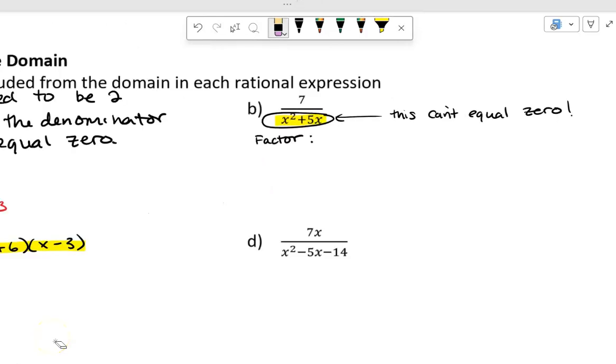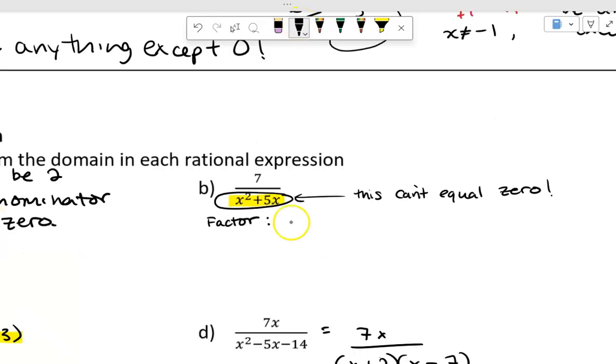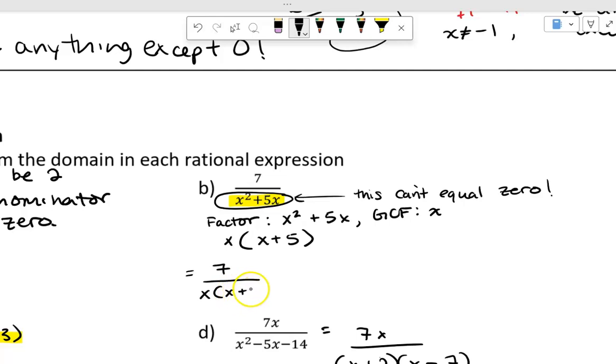Factor. Factor x squared plus 5x. So I'm going to take x squared plus 5x and factor it by factoring out the GCF, which is x. Rewriting this in factored form would look like x goes out front and x plus 5 is what's left inside my factors. So now I can say that my fraction equals 7 over x times x plus 5.